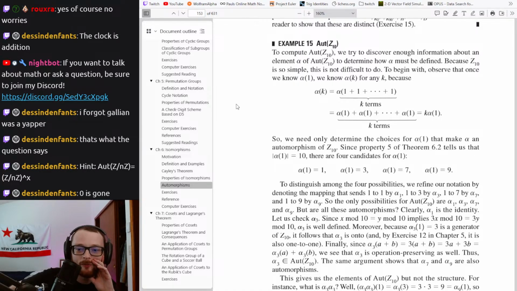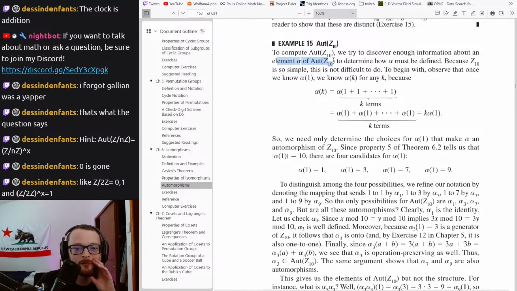Determine the choices for alpha of 1 that make alpha an automorphism of Z10. Okay, I don't understand if alpha is an element of the automorphism. Oh, alpha's a function. Okay. This is an element of the automorphism group, not an element of Z10. Oh! It's like, okay, that x is supposed to be a star. Okay, okay, okay.